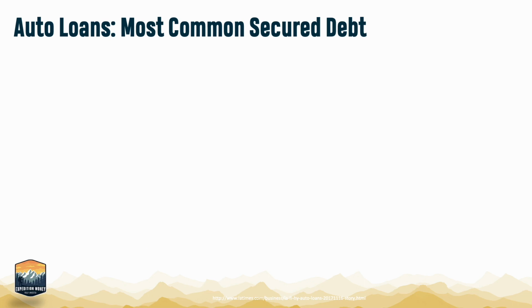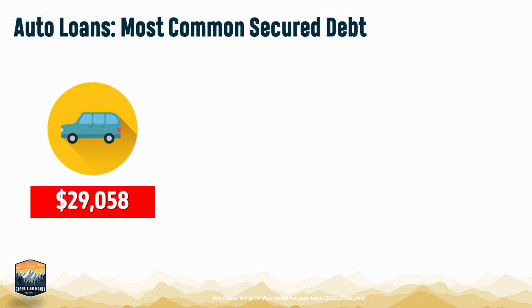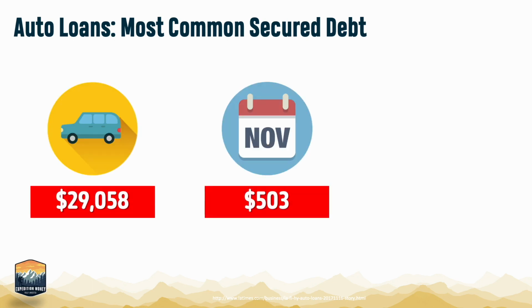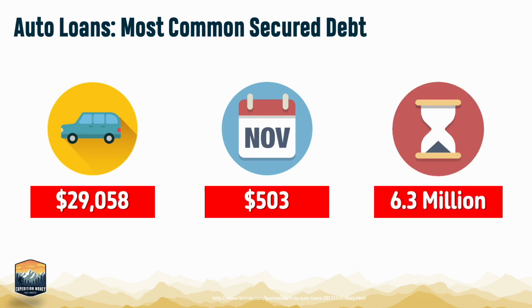First, auto loans. This is the most common type of secured debt, and because there are so many cars on the road, they can create just as many problems. The average new auto loan is about $30,000. The average monthly car payment is $503. Expensive monthly payments mean that over 6 million Americans are 3 months or more behind on their car payments. And it gets worse as cars depreciate rapidly, meaning that loan balances can often be higher than what the car is worth, making it difficult for owners to find options when they can't afford their car anymore.